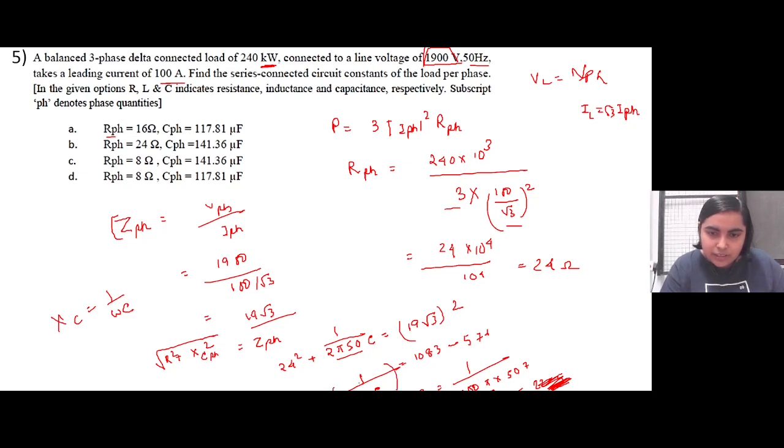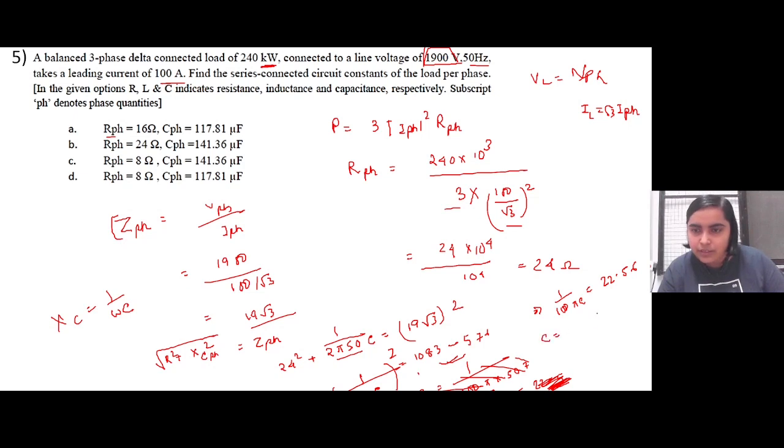So square of this is this much, right? So it has to be 1083 minus 574. Square root of this we have to take. So basically 100 pi C will be the square root of this value, which is 22.56.